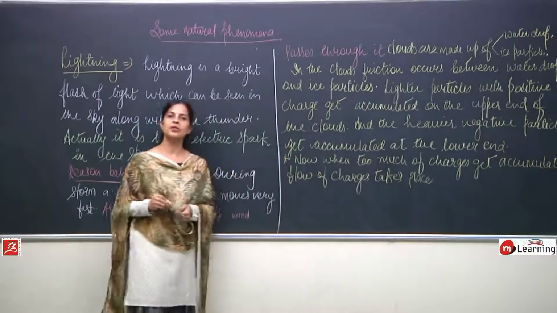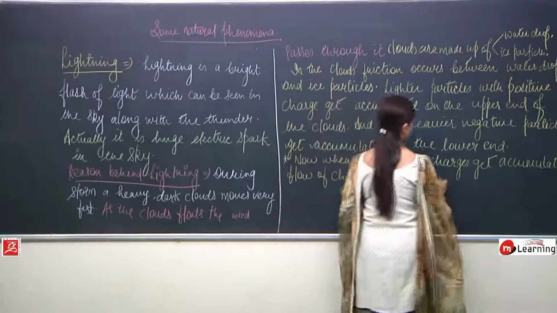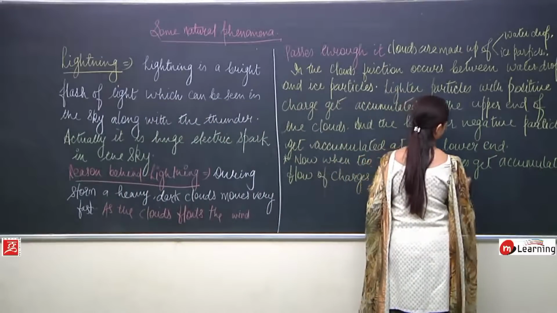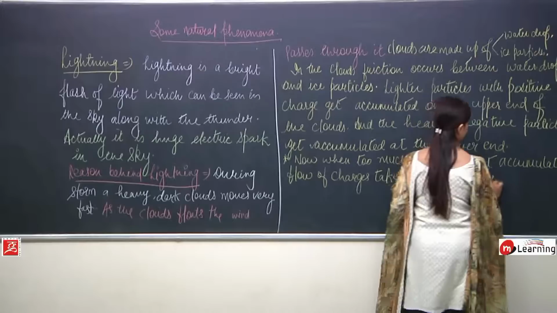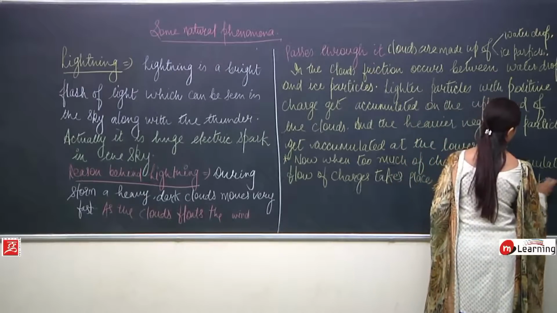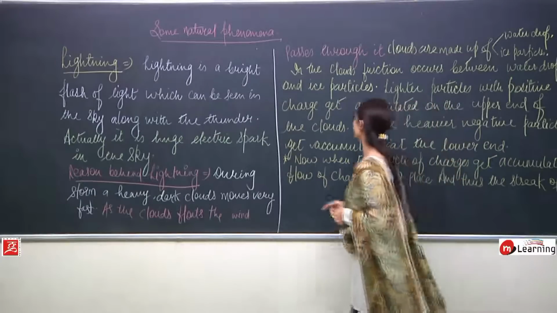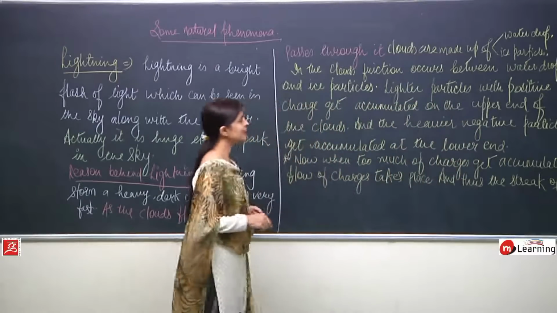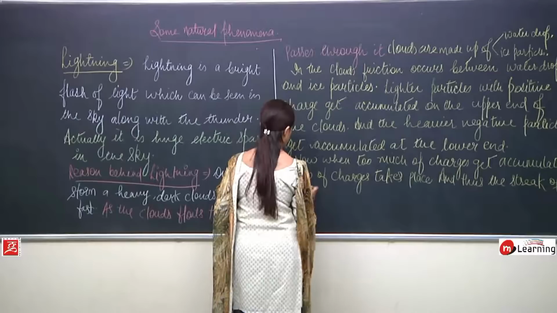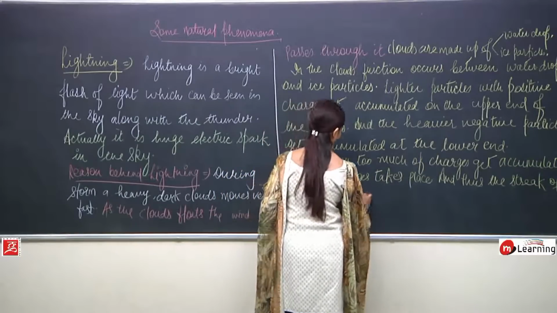Due to this, what happens, children? When the flow of charges takes place, and thus the streak of light, it is so big, again I will have to write that side also. So, and thus the streak of light can be seen.